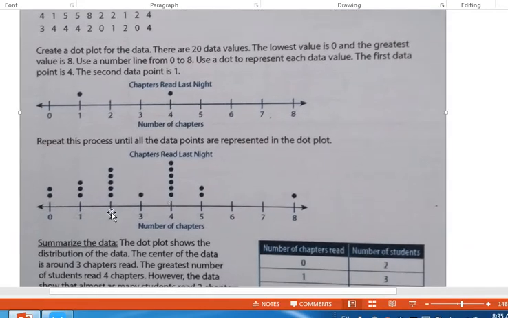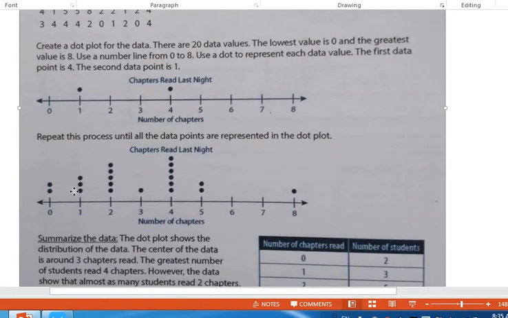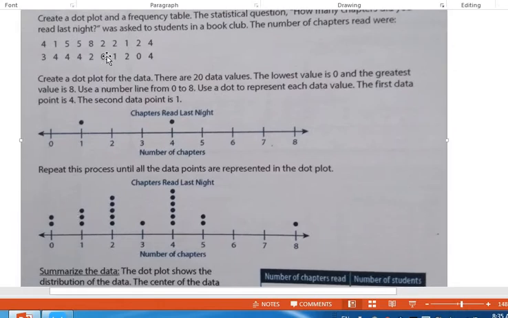Let's see how I repeated it. For 0 I have how many? 2 zeros, so right here just 2 dots. For 1, it is repeated, as you see, 3 times, so I draw 3 dots. For number 3, just 1 time. For 4, 1, 2, 3, 4, 5, 6 dots. For 5, 1, 2. I don't have 6 or 7, and I have 1 for 8.